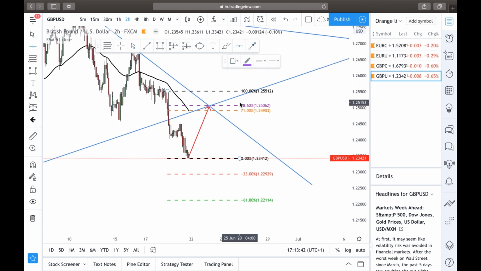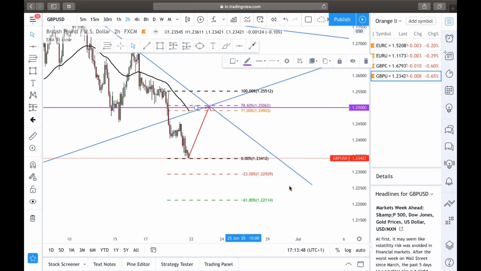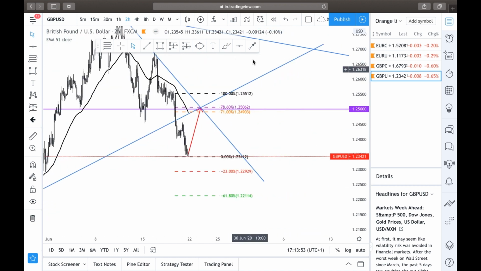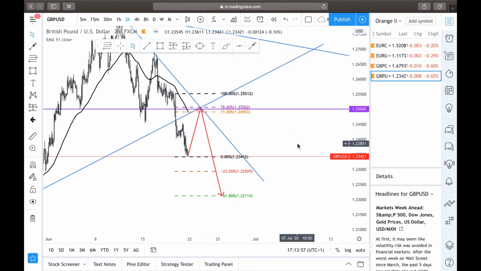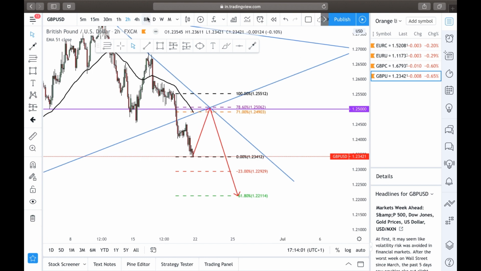Is there a psych level? Yeah, again. 1.25. Right, smack bang right in the middle. And then we'll be looking for the sell. So we're going with trend on this now, because even on the bigger time frames, this is making lower lows and lower highs on the daily. So we're just hopping on.